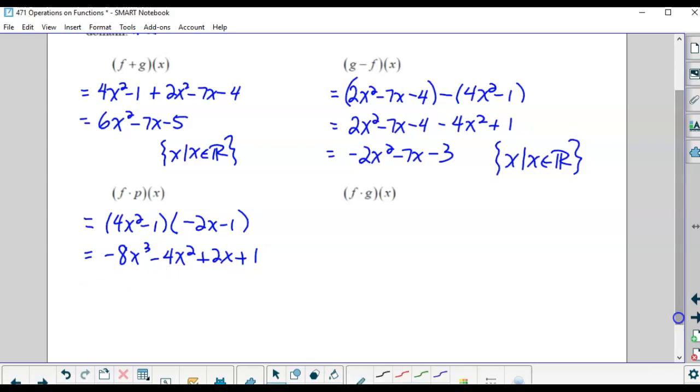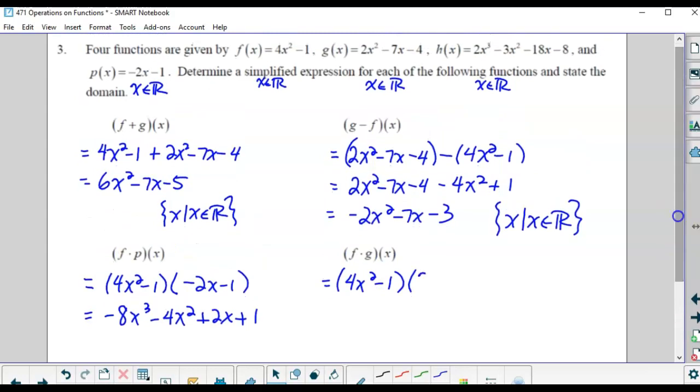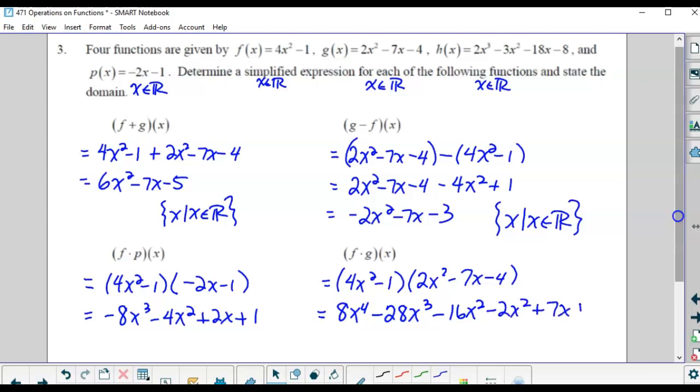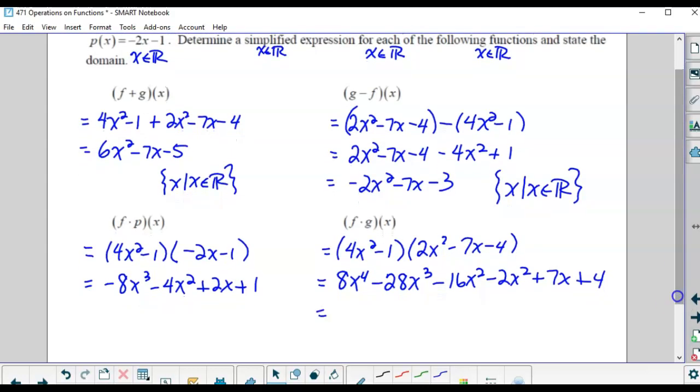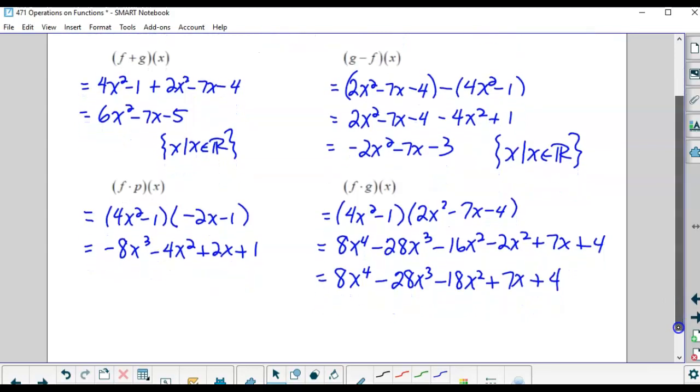And then f times g. And what was g? Okay, so 8x to the fourth minus 28x cubed minus 16x squared minus 2x squared plus 7x plus 4. Then collect like terms. You can pause the video whenever you need to. Hopefully I don't make any mistakes. Sometimes I do, so just let me know if I've made a mistake.